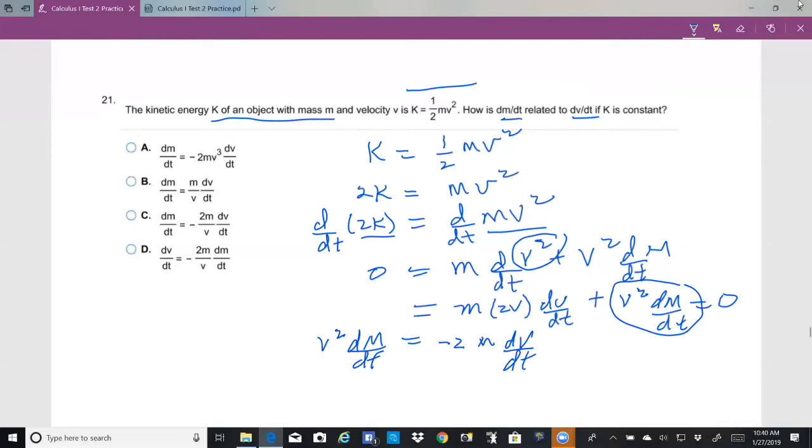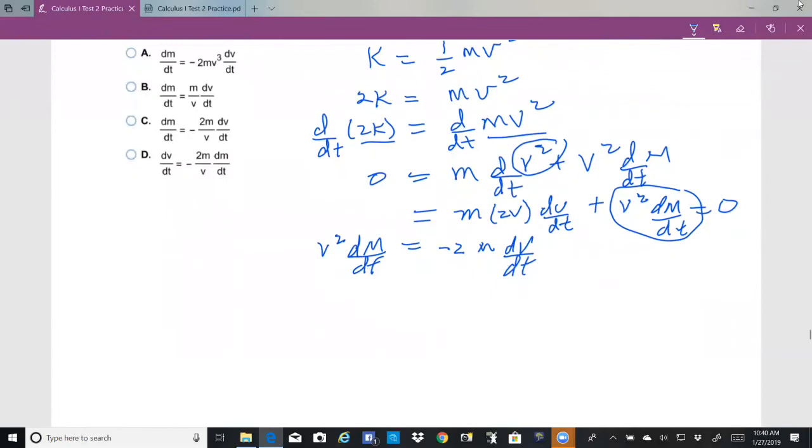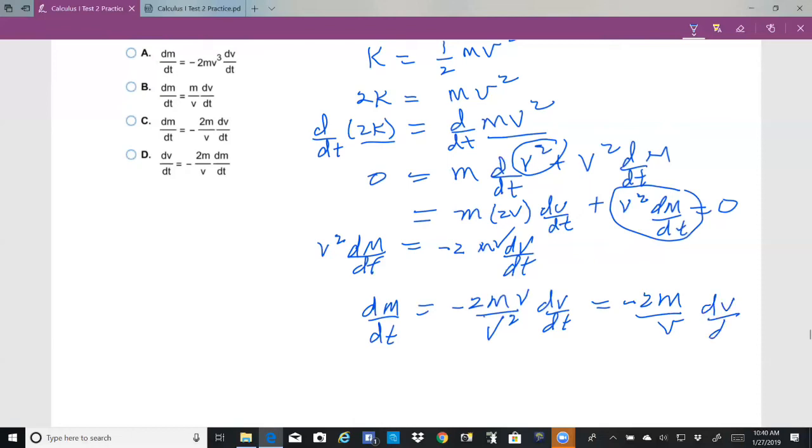And now dm/dt is going to be minus 2m v over v squared dv/dt. Now we can cancel the v, and we get minus 2m over v dv/dt. So this is the answer, which is answer C.